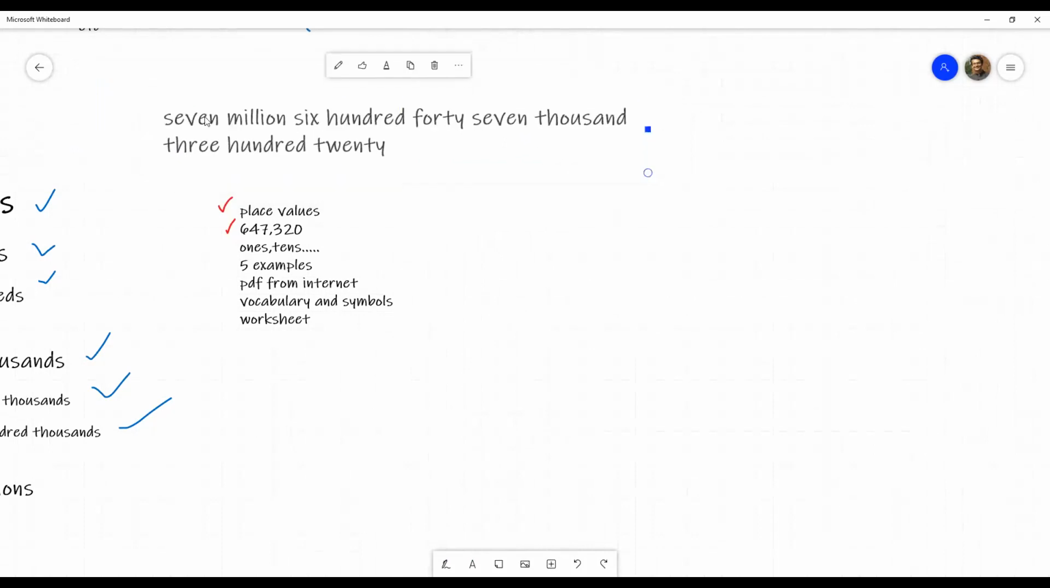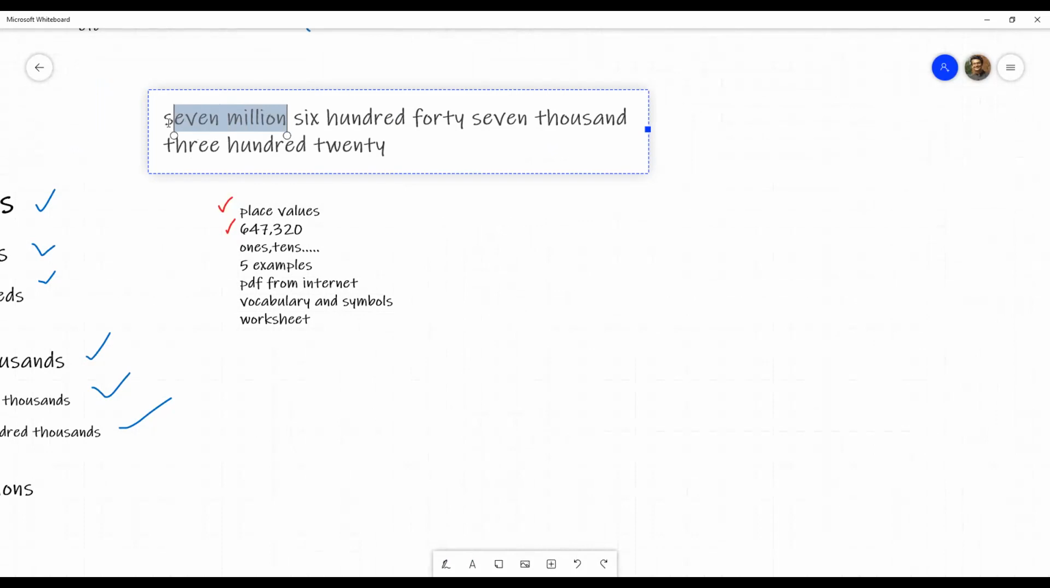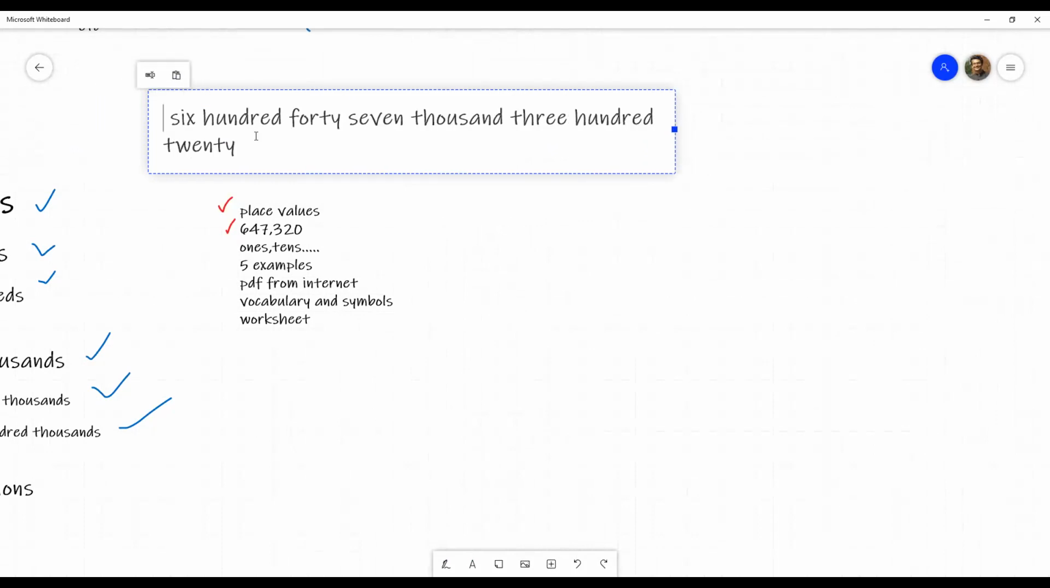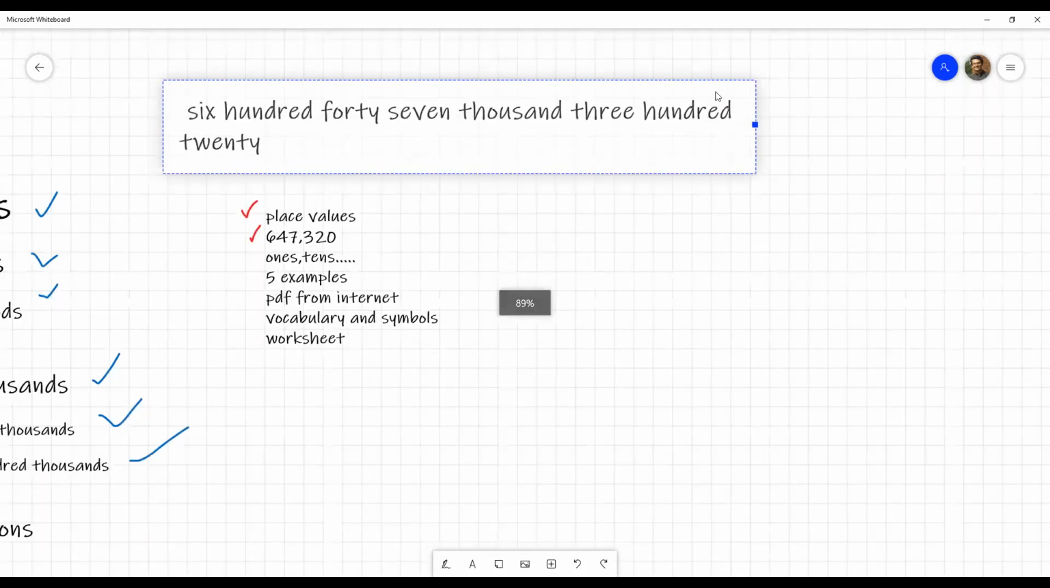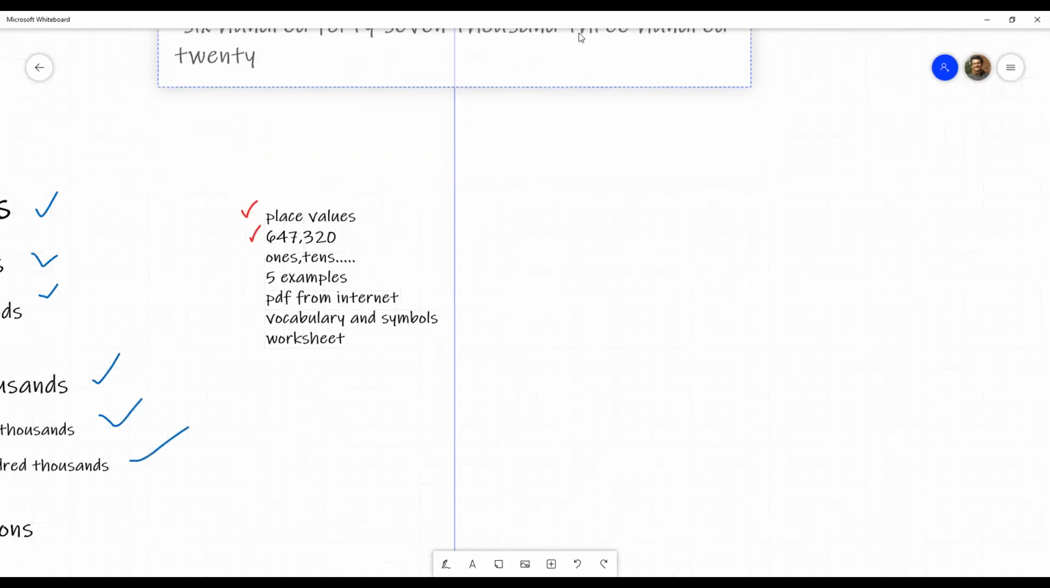It's said like this: 647,320. Oh no, it's not 7 million. Let me delete some of it. 647,320, that's how it's said. Okay, let me delete it. No, just keep it on the upside.